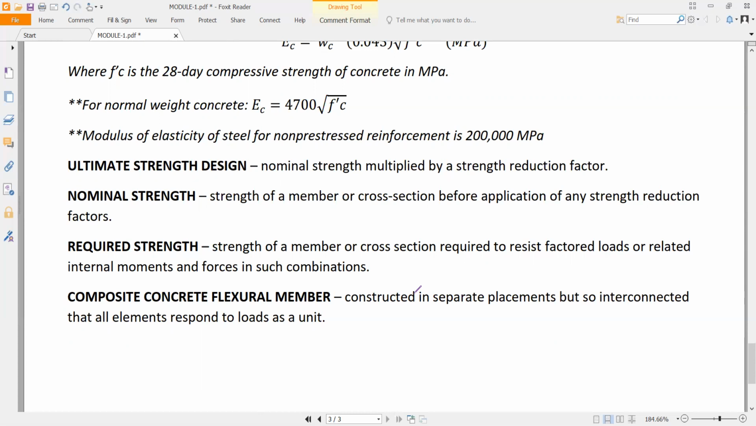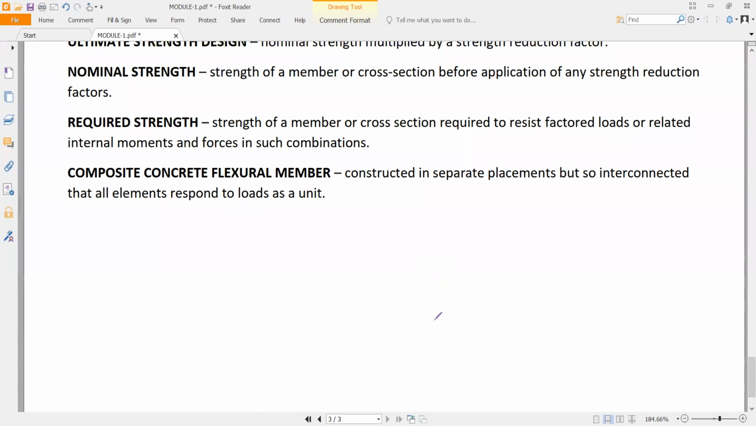So composite concrete flexural member. Sometimes our concrete can be composite. It is connected with a steel and a concrete.